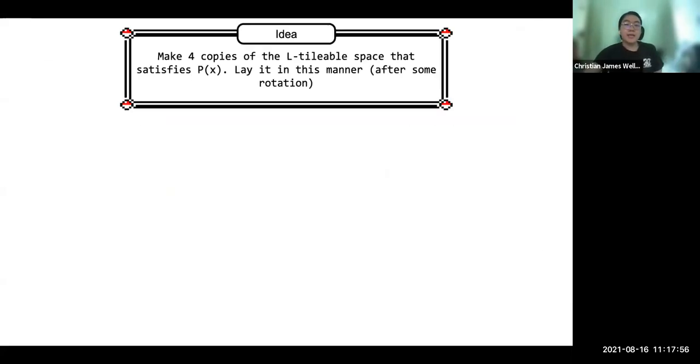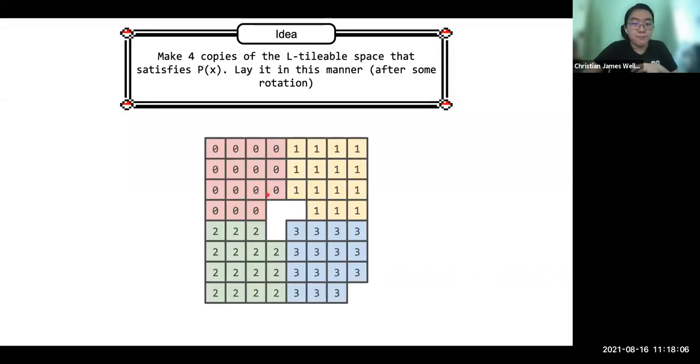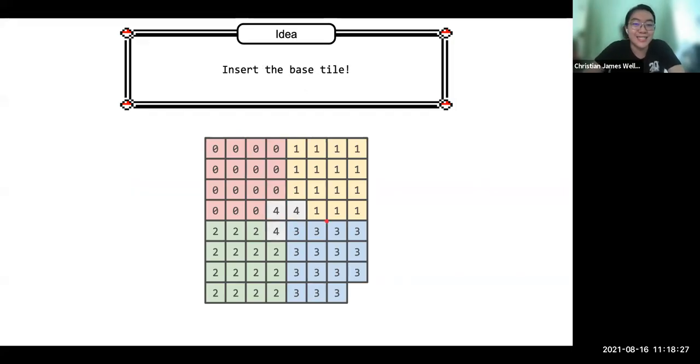Okay, so the idea here is you try to make copies of the L-tileable space that satisfies the previous step, P of x. Put it in this manner. This is the first tile, the first space that satisfies the previous step. This is the other one, but I rotate it. Here's another one, but again, I rotate it as well. And here is the exact same copy as the upper left corner. I think it's pretty clear from the empty space here. The next step is to just insert the base tile. And suddenly we already have the P of x plus 1 satisfied.